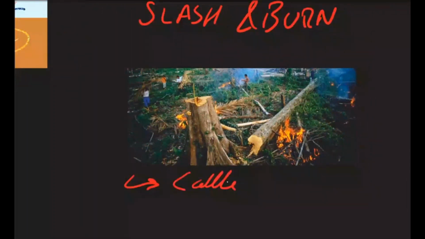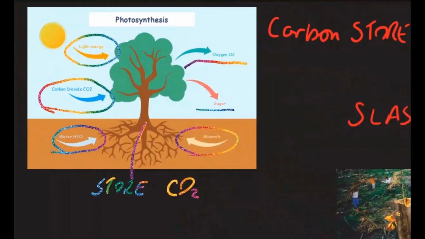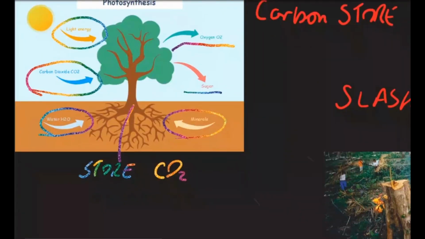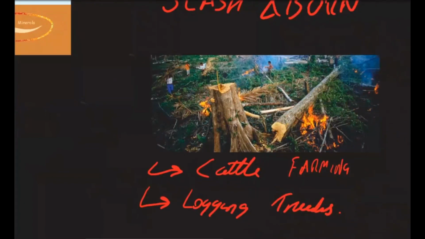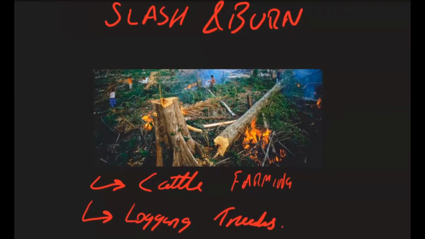So not only are they cutting down trees which have stored carbon and releasing that carbon dioxide back into the atmosphere, they're then replacing it with cattle farming and logging, which is producing more of the CO2, more of the methane, and logging trucks. So it's like a double whammy with deforestation. Not only are they stopping this process from happening, where we take in carbon dioxide and give out oxygen, we're also making this process happen, where we're releasing that carbon dioxide back into the atmosphere, causing the greenhouse effect to take an impact.